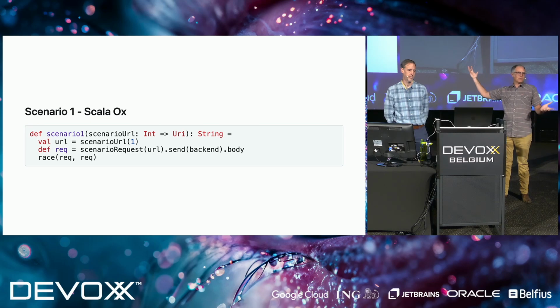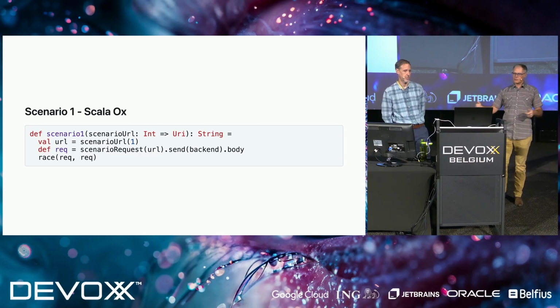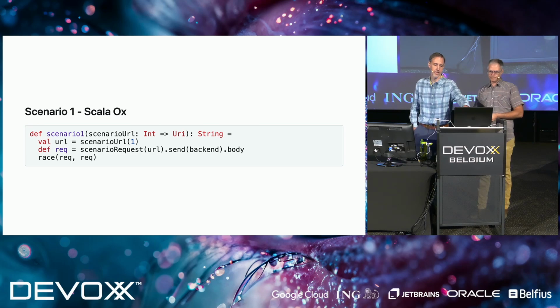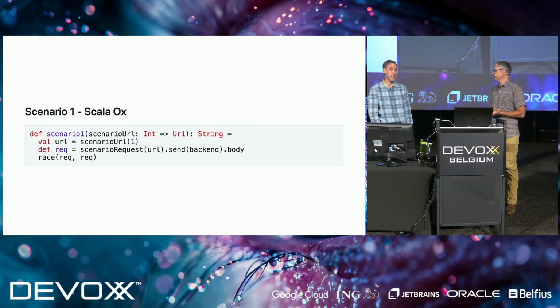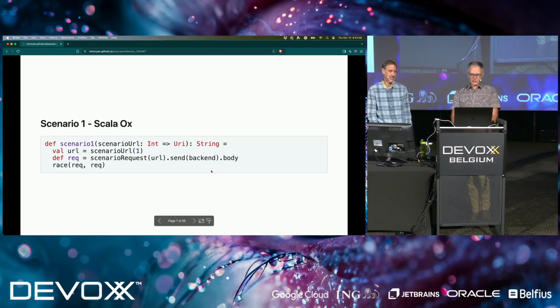But from our perspective, it's this direct style. It looks imperative. It doesn't look like it's actually non-blocking, thanks to Loom underneath the covers. And so we're going to race our two requests, and sure enough, this all works. I think the nice thing is that it returns a string. It doesn't return an async of a string or a future of a string. It's just a string. So it looks imperative. No constructs there for the async bits.